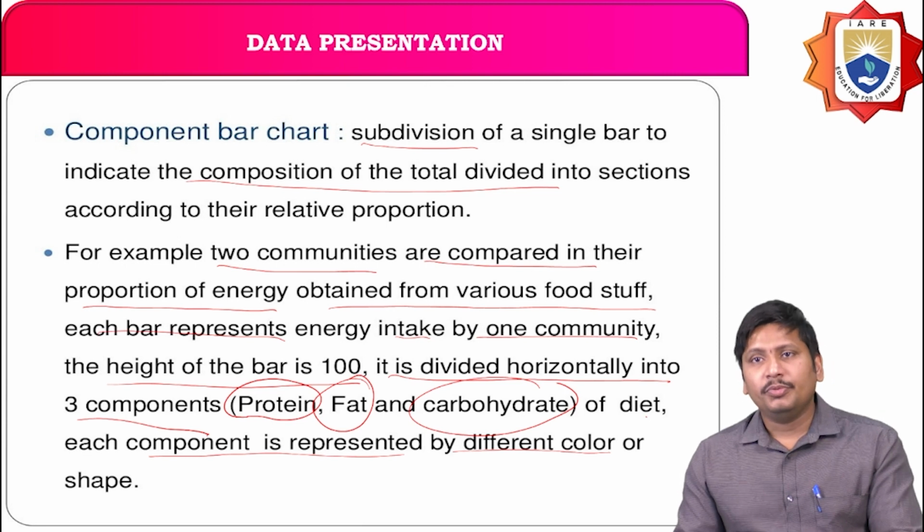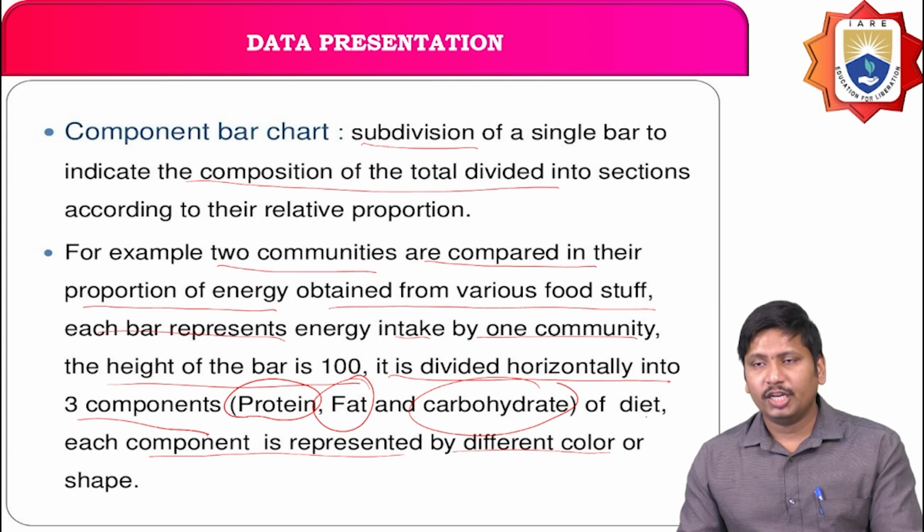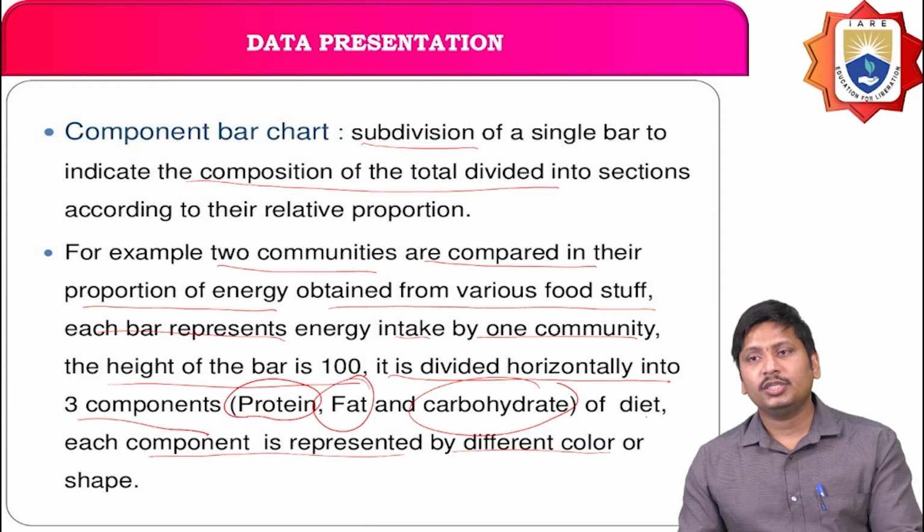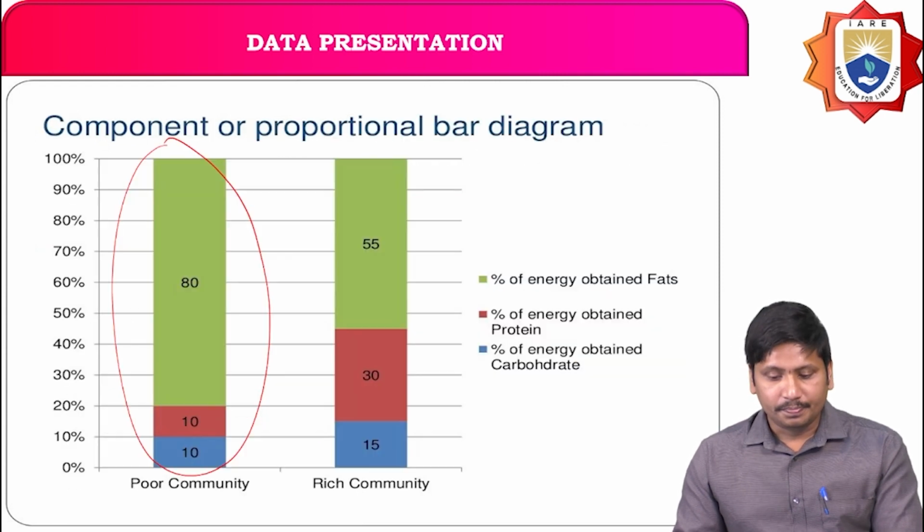So the two communities are available. In order to show the proportion of energy they obtain from various foodstuffs, each bar represents energy intake by one community, and that bar is divided into three proportions. The height of the bar is divided into three components. The first one is protein. So how much protein is available, how much fat is available, and how many carbohydrates are available in the diet of a particular person, right? In order to represent it, I definitely need the component or composite bar diagram.